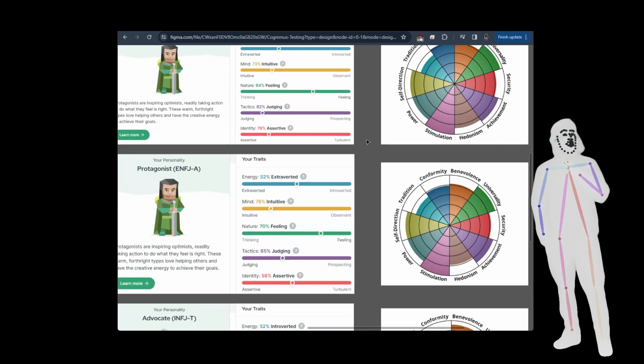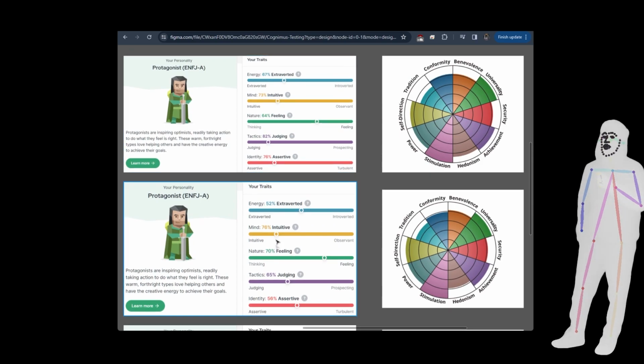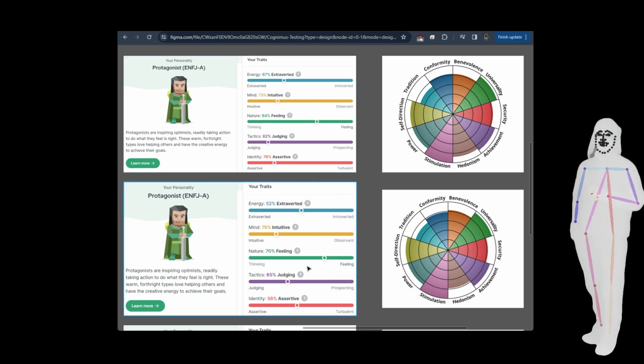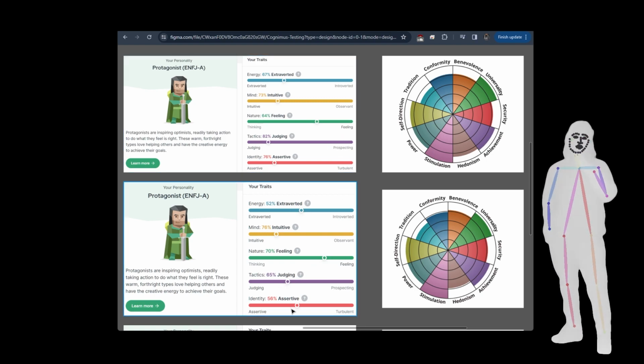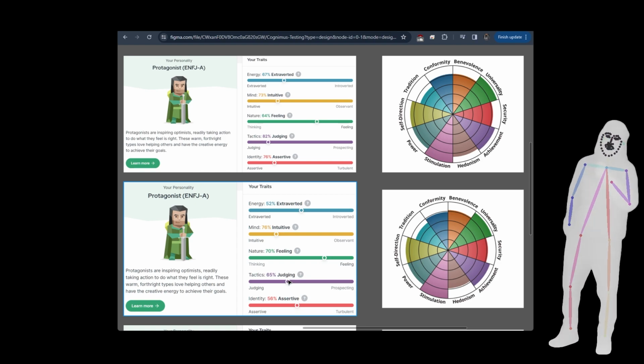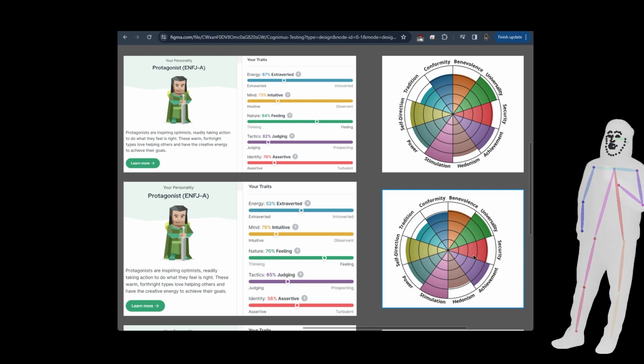So if I just take a look at free versus paid on the GPT side, so this is GPT-3, this is GPT-4. You can see the difference between the two. It's very slight, you know, so less assertive, less judging, slightly more feeling, slightly more intuitive, but less extroverted. And then on the Schwartz Value Survey, we can see slight differences between its leanings here too.